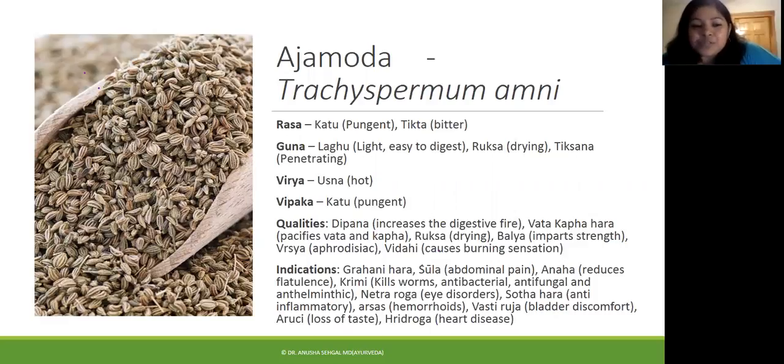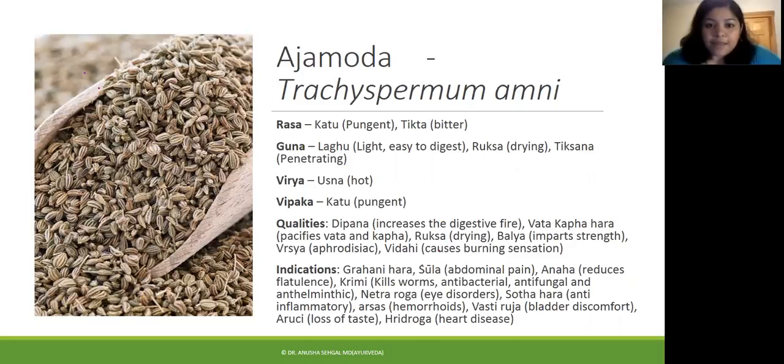We also use this ajamoda for eye disorders. It's also used in helping to reduce pain and discomfort in the urinary bladder. Of course, it enhances taste, so it's used in conditions like aruchi, where there's loss of taste or lack of taste. And this is also indicated in hridroga, heart disease.